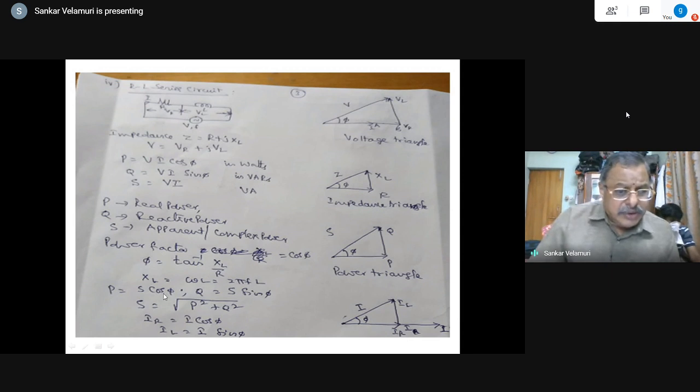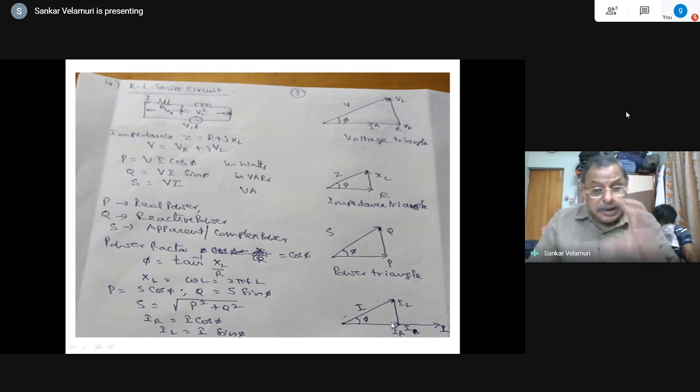So P equal to S into cos phi, Q is equal to S into sin phi, as mentioned, and this is the current triangle. Now, with the reference phasor chosen as some quantity, if you want to get the components of the current, I has a real power component, which is the component of the current in phase with the applied voltage and gives the real power loss. That is IR, the real power current. That is the real power component of the complex current, right?